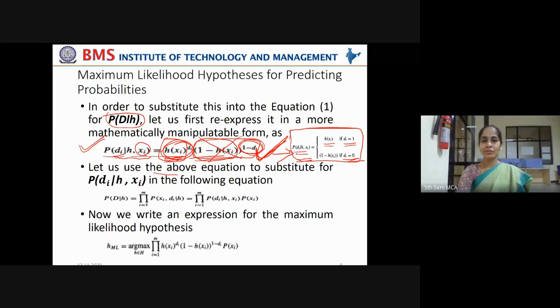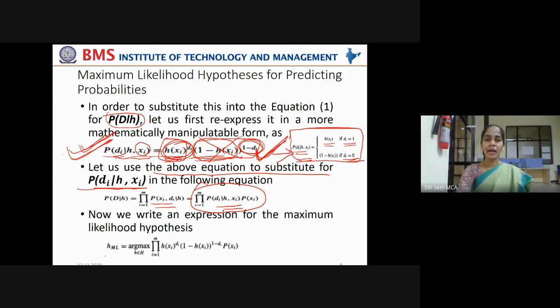Okay, let us use the above equation to substitute for P of di given h, comma xi in the following equation. Now we have this equation, right? We substituted Bayes' theorem for this and we have this equation, probability of D given H. Into this equation, you substitute this formula. Now we write an expression for the maximum likelihood hypothesis. What is the maximum likelihood hypothesis? Something which maximizes the probability of occurrence of that event. That is why you are using argmax.